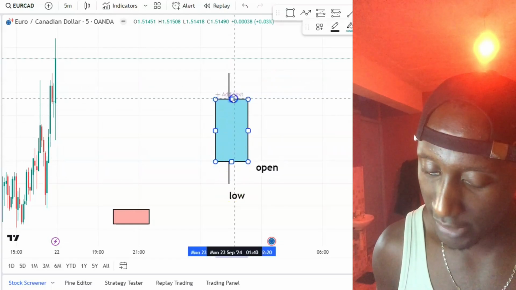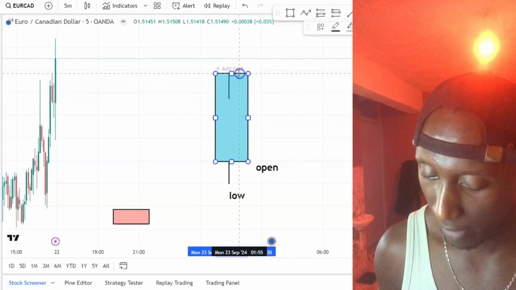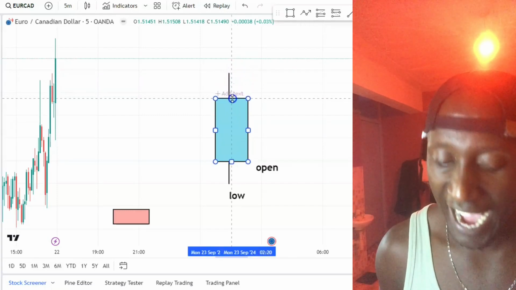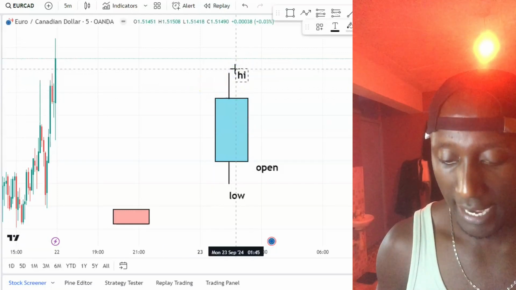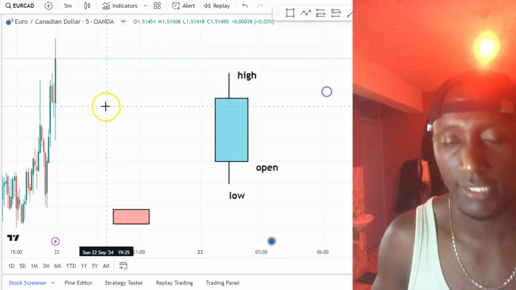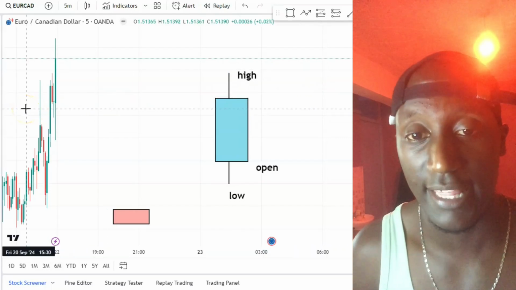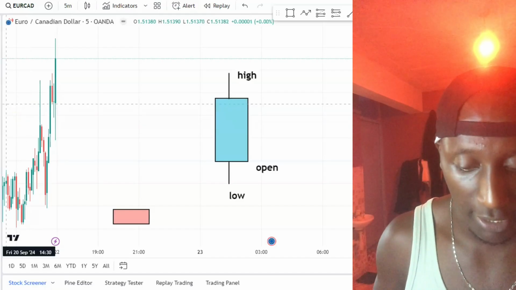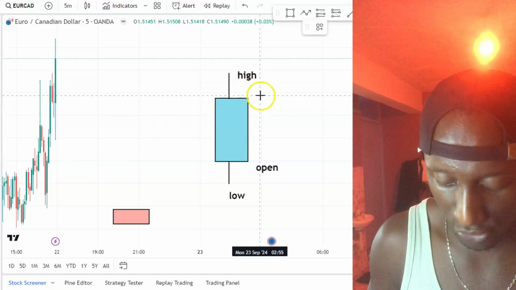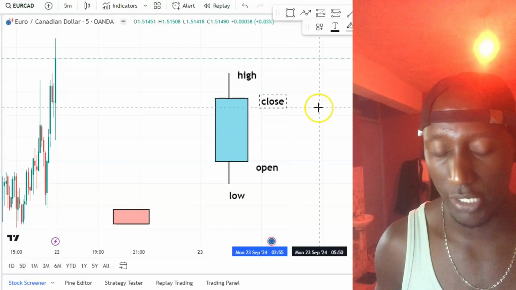Then price went up to this level. Then the sellers pushed the market down here. So the highest point price reached, that is the high. And then once the time ends, so if it's 15 minutes, after 15 minutes, the candle closes. So where the candle closes is where the time finished, and that is where we have the close. And that is now for a bullish candle.